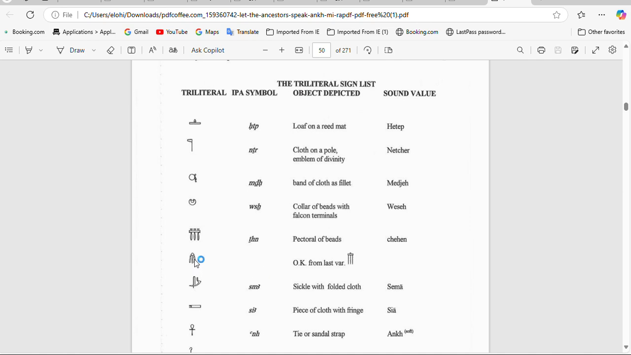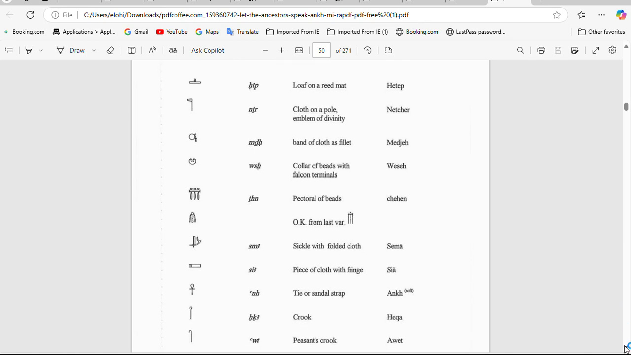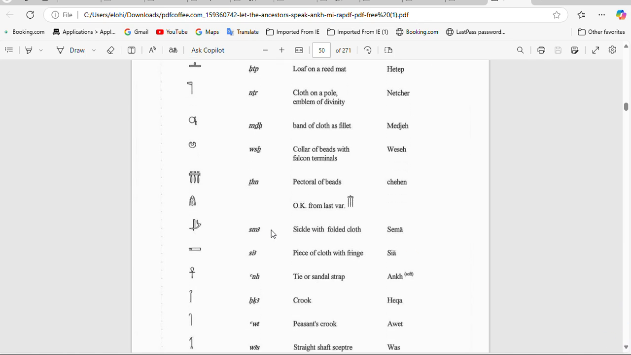Then this is a mess. Then you have a sickle with folded cloth, shema. Then you have a piece of cloth with fringe, seer. Then of course everyone knows the ankh. Then you have the heka.